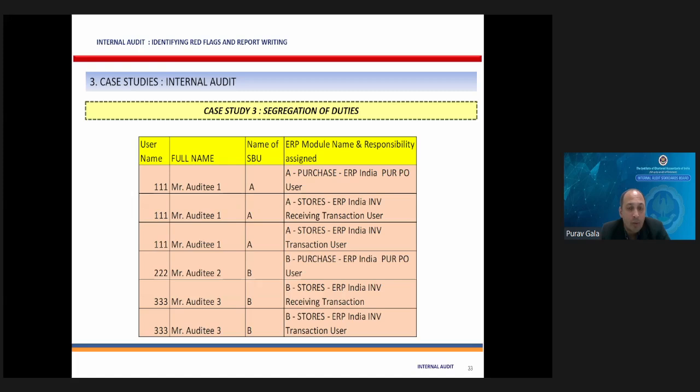So when you look at this data, what does it strike? What is that thought that comes to your mind? Is there a potential red flag possibility here? Please think and put the response in the chat box.